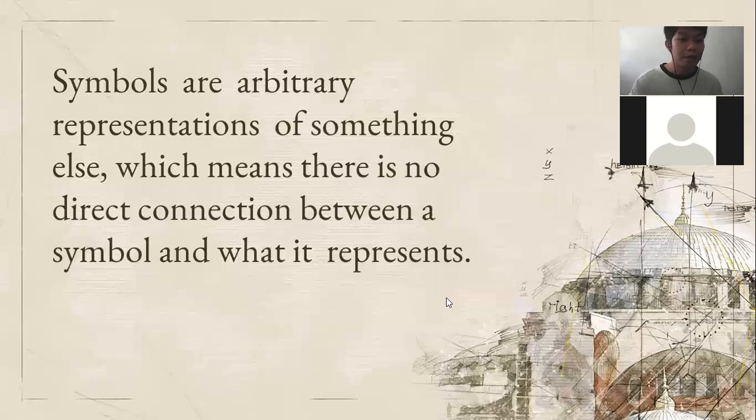Symbols are arbitrary representations of something else, which means there is no direct connection between a symbol and what it represents. When we say arbitrary, it means random, meaning there is no conscious systematic process in representing an object through symbols, meaning it just happened.